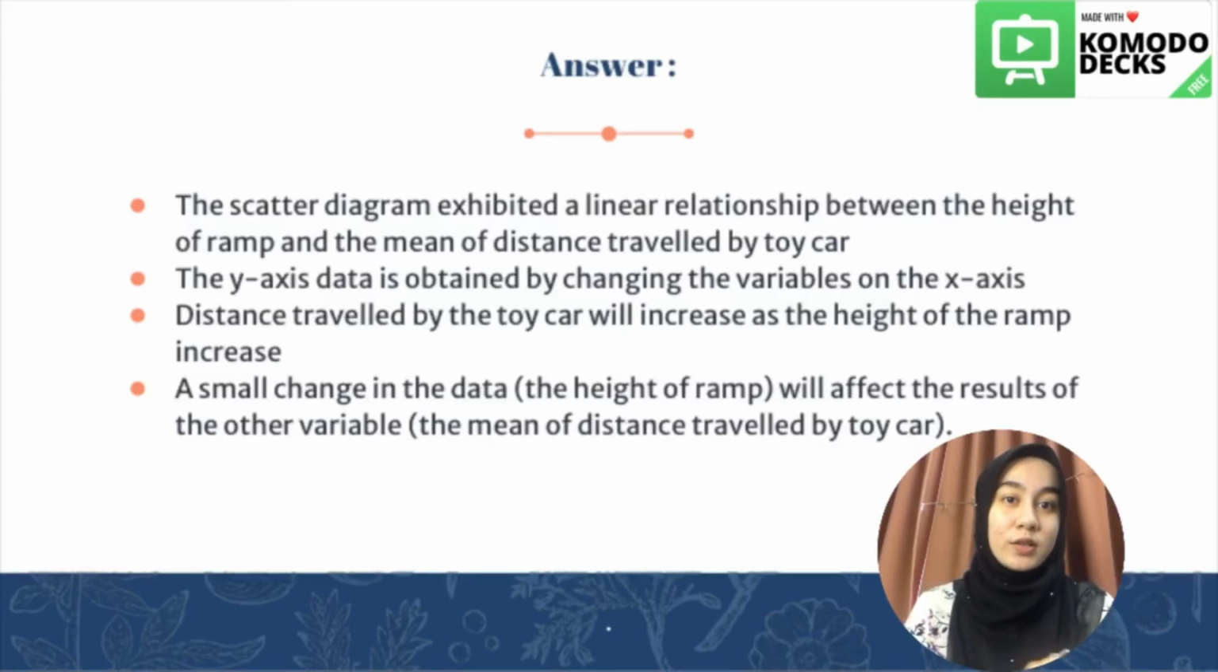Okay, now to answer the question: does the scatter diagram exhibit a linear relationship? The answer is yes. The scatter diagram exhibits a linear relationship between the height of ramp and the mean of the distance traveled by the toy car. The y-axis data is obtained by changing the variable on the x-axis. So the average recorded distance traveled by the toy car will increase as the height of the ramp increases.